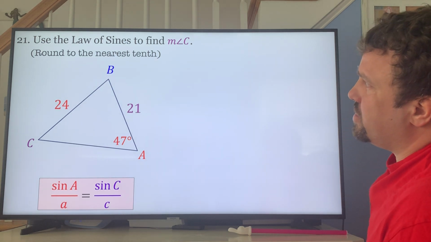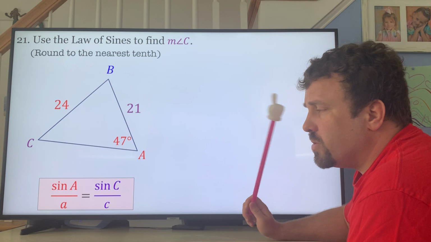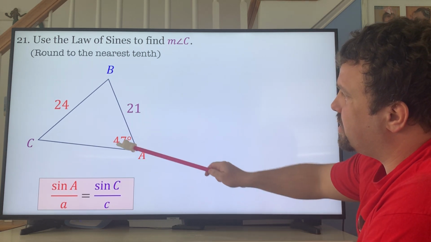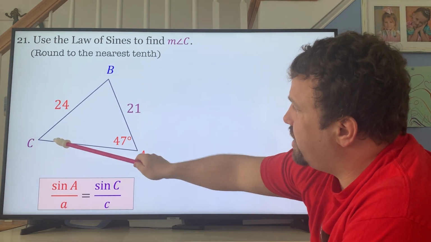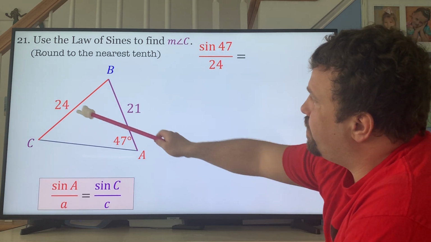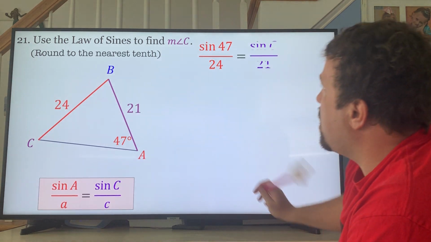Let's look at using sines to find the measure of an angle now. So we found a side, now we have to find an angle. Once again, you match up opposites. We're looking for angle C. So we're going to go sine 47 over 24 equals sine C over 21.